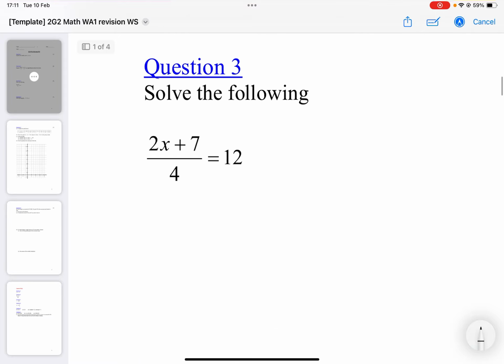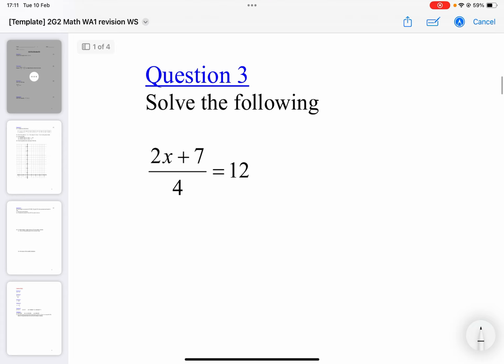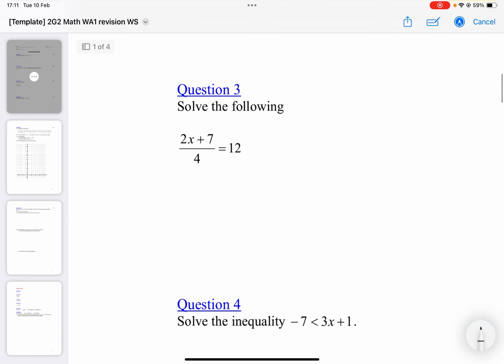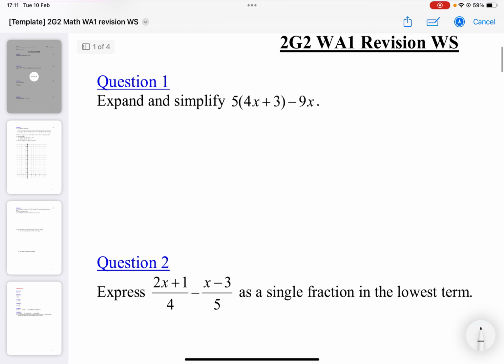Then the third one, algebra question, they say solve. Solve means they want you to find out what is x. Okay, so be clear about what the questions actually want you to do.